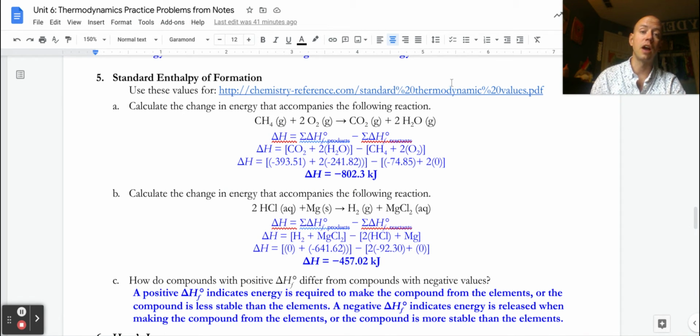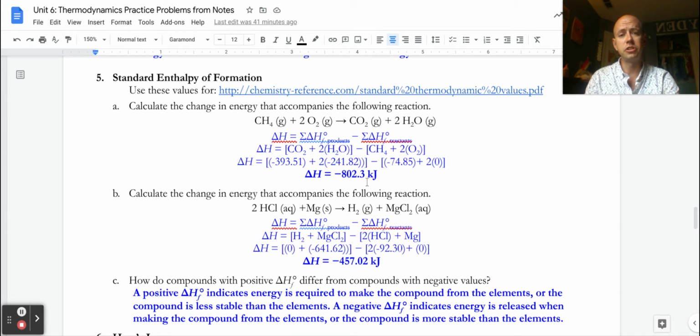And if you tried to find oxygen on this chart, you may have spent a very long time on there, because oxygen gas is an element in its natural molecular form, or its natural elemental standard state. It does not have a value, or it has a value of 0.